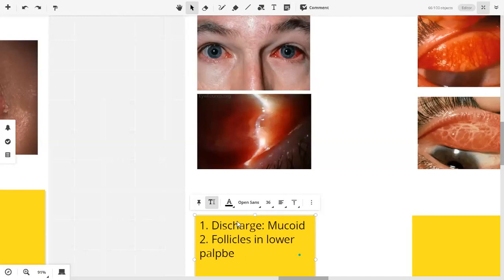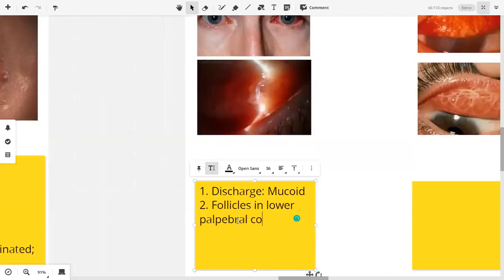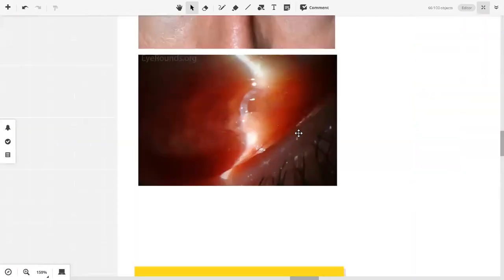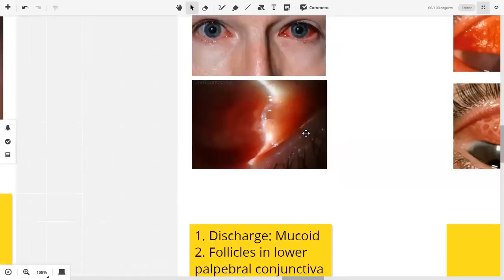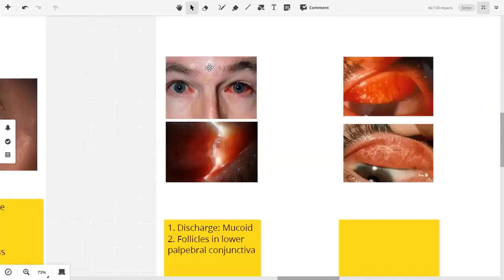Lower follicles in the lower palpebral conjunctiva. Okay, this is the lower palpebrum. This is the lower lid, and the conjunctiva adherent to the lower lid is called the lower palpebral conjunctiva or the lower tarsal conjunctiva, right? So these are our findings in this first picture.